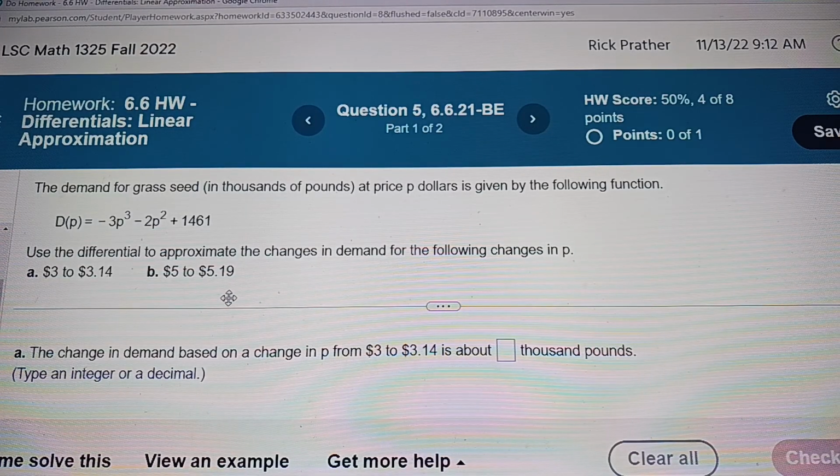Okay, now we're going to do this for business and real life settings. The demand for grass seed in thousands of pounds at price $P is given by this function. Use the differential to approximate the changes in demand for the following changes in price. So what if price changes from $3 to $3.14?